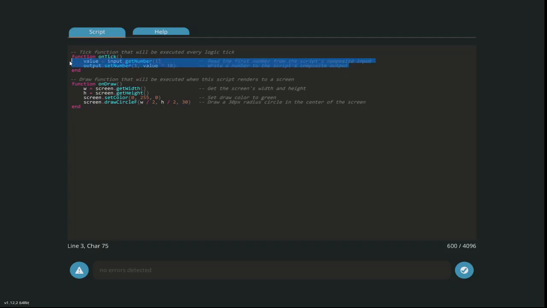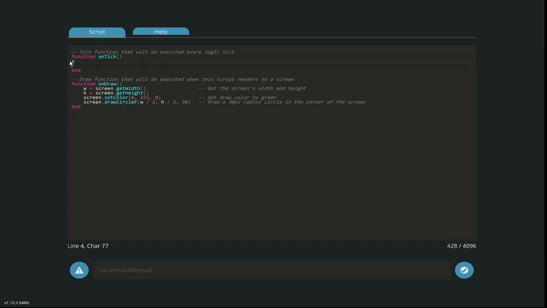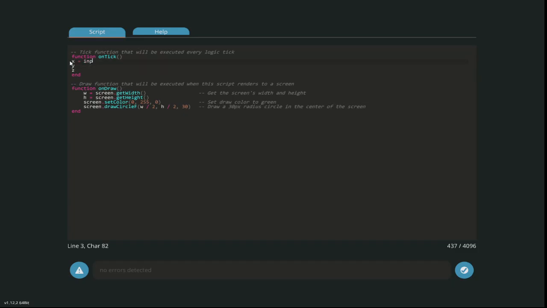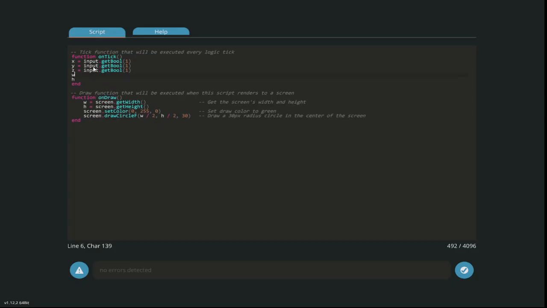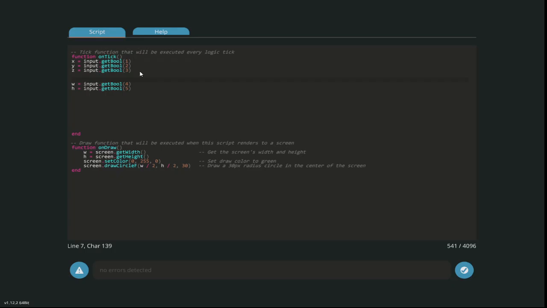Okay, so the first thing we need to do is get the values. So I did X, Y, Z, and then we need W and H. All right, 2, 3, 4, 5, just like that. All right, so now what we need to do is take our slope and convert it into an angle.